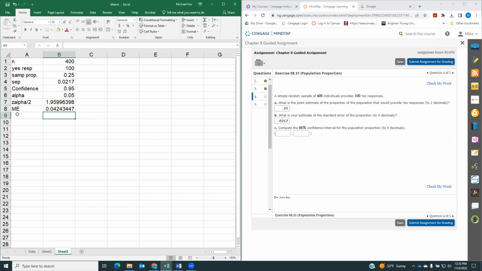And now to do our interval, we'll have a lower end to our interval, which will be sample proportion minus margin of error, and an upper, which will be our sample proportion plus the margin of error. It wants us to 4 decimals, so we'll let Excel do the work for us.